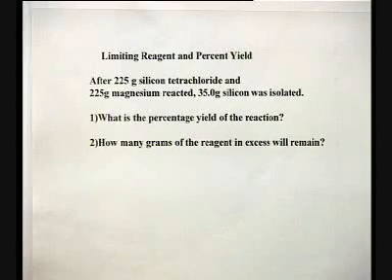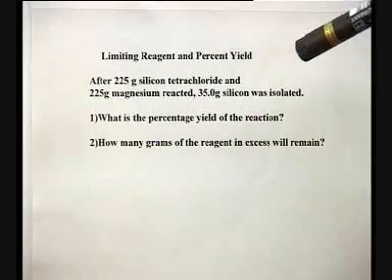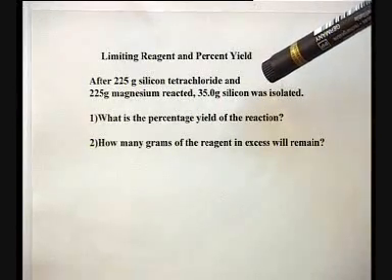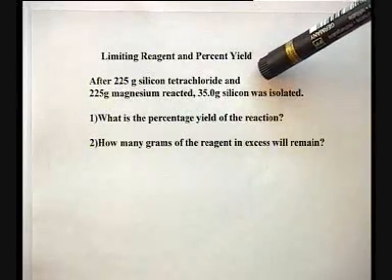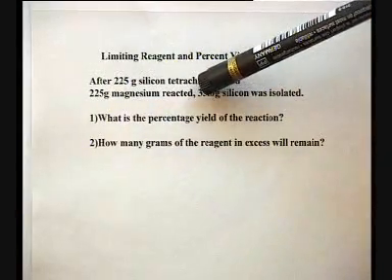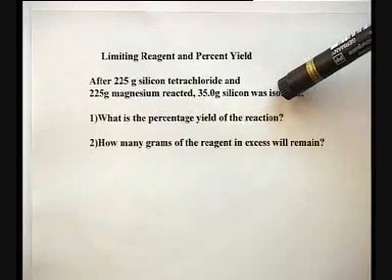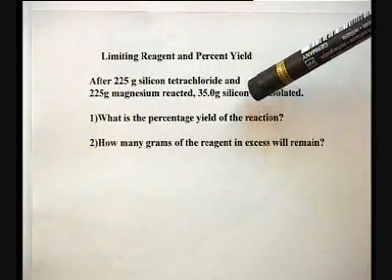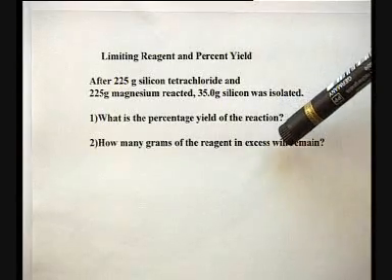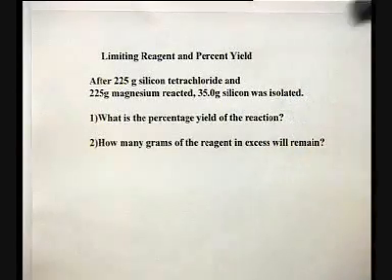Limiting reagent and percentage yield, taking into account stoichiometry. After 225 grams silicon tetrachloride and 225 grams magnesium reacted, 35 grams silicon was isolated. Now you need to calculate first what is the percentage yield of the reaction, and how many grams of the reagent in excess will remain.